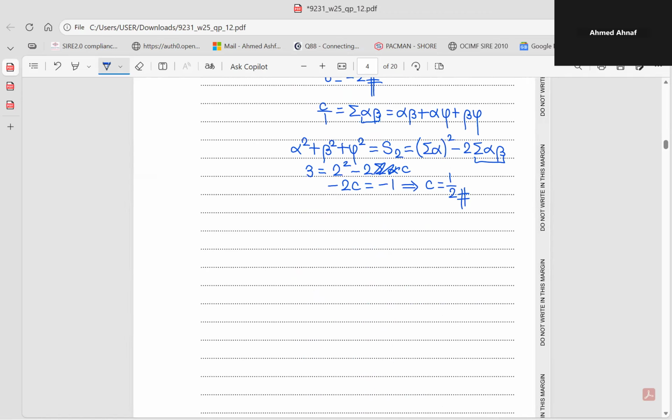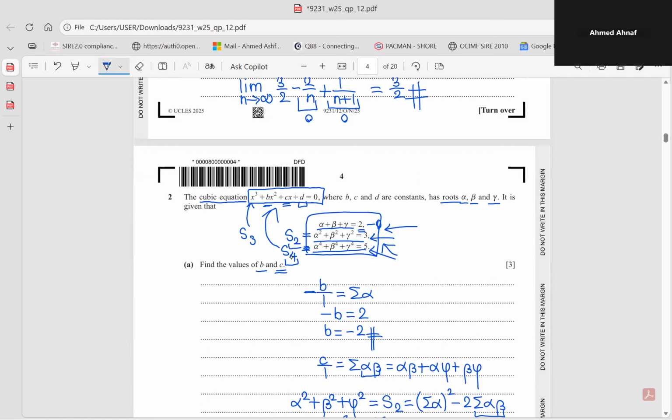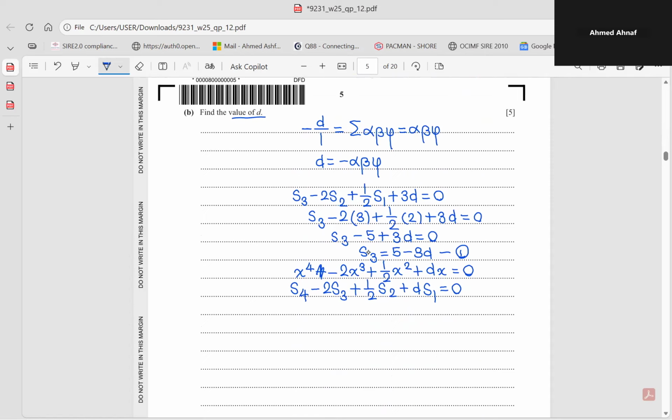S4 we already know. S4 is just our very last equation. I already said it here. So S4 equals 5 minus 2. S3 is 5 minus 3D plus half times S2. So S2 is 3. Then S1 is 2. So 2D. Yep, so equals 0.